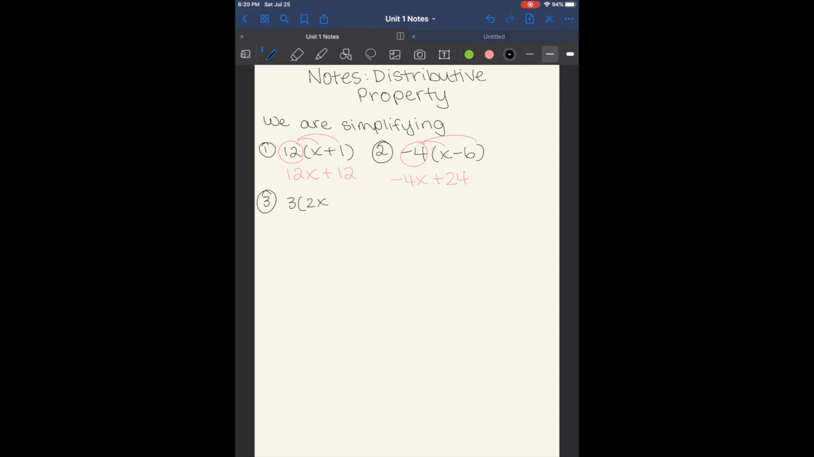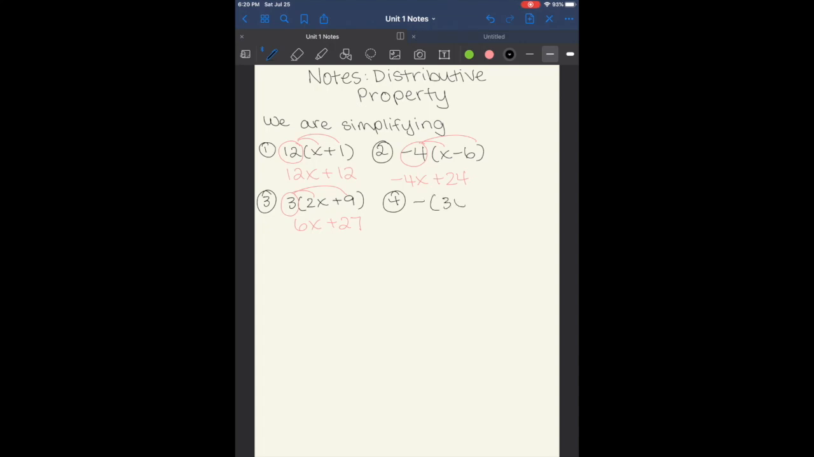For example 3, we have 3 times 2x plus 9. So we're distributing the 3 to the 2x and the 9. I like to circle the whole thing so I remember to multiply the whole thing if there's a negative. That gives us 6x plus 27.